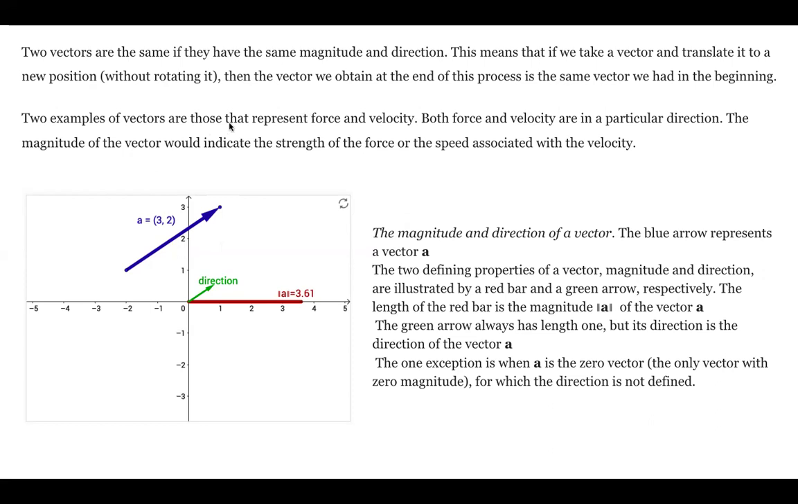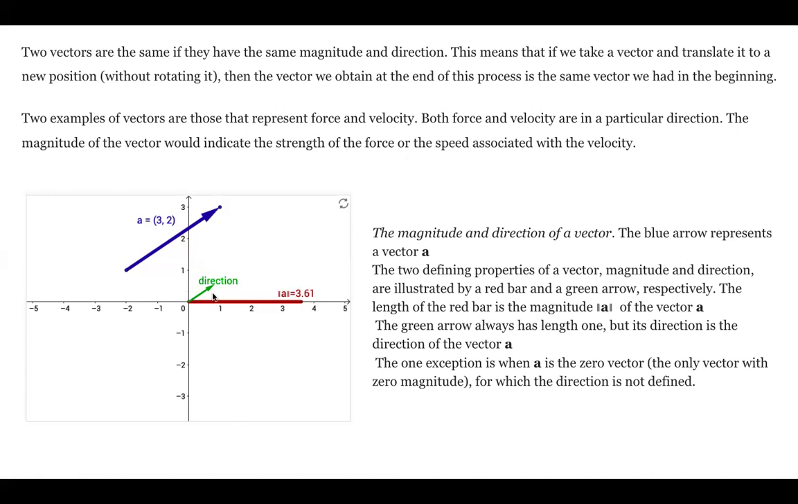Two examples of vectors are force and velocity. Both force and velocity are in a particular direction, right? The magnitude of the vector would indicate the strength of the force, or the speed associated with the velocity.